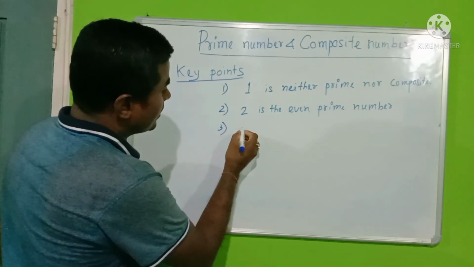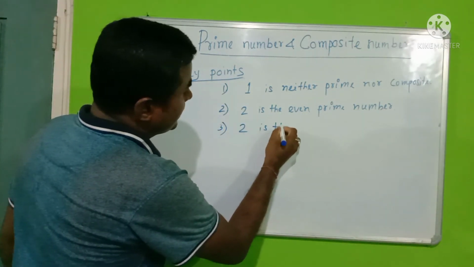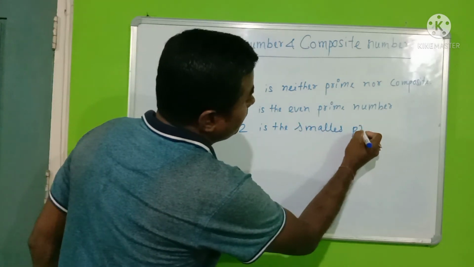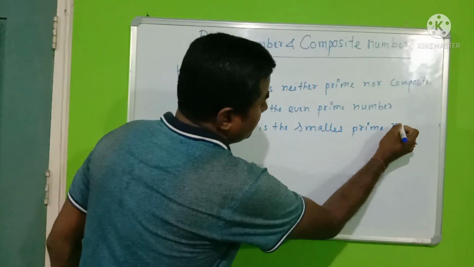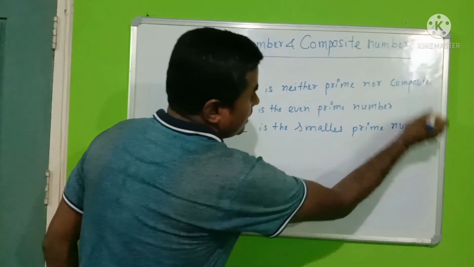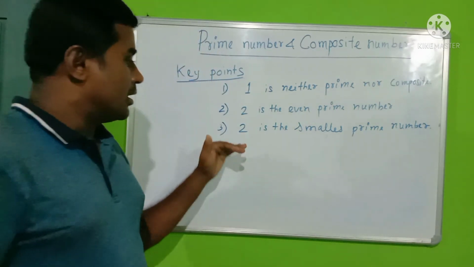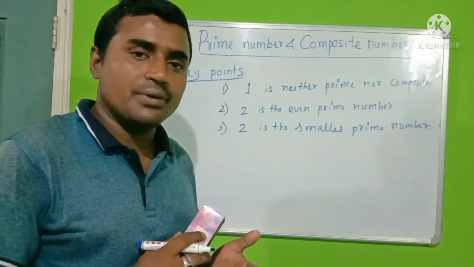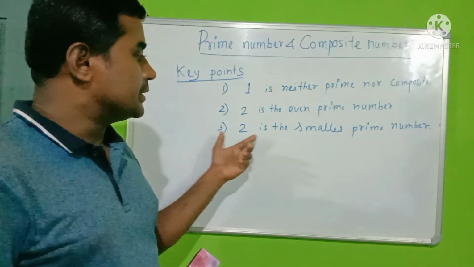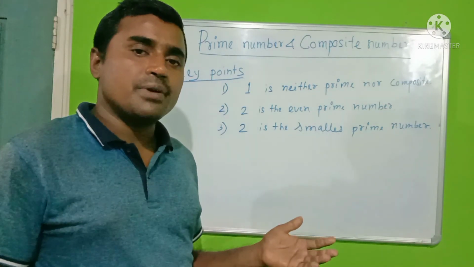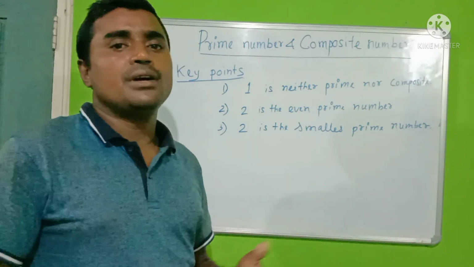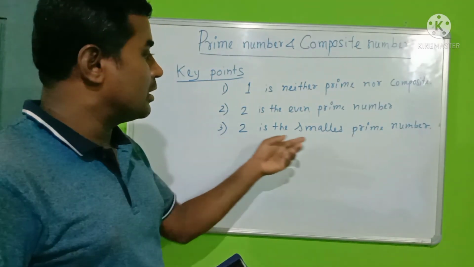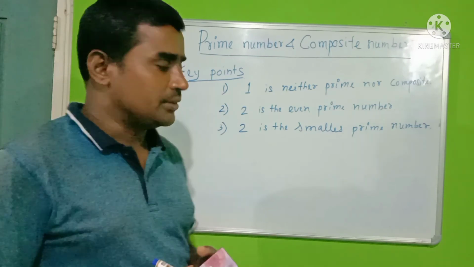Number 3, 2 is the smallest prime number. Again, 2 is the smallest prime number. That means prime numbers start from 2. So 2 is the smallest prime number. And the biggest prime number, we don't know. Since we don't know the biggest natural number, hence the biggest prime number we also don't know.